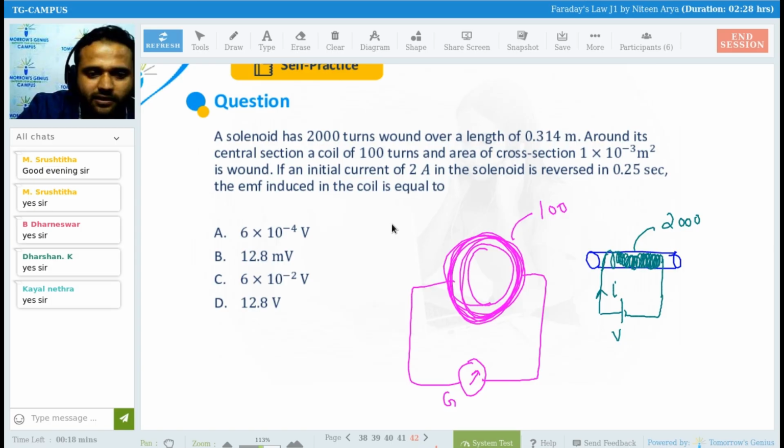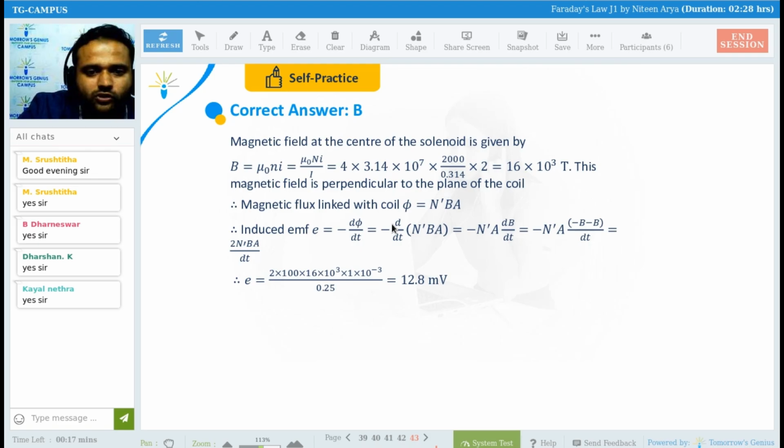Okay, let's see. The answer is B, and how so? Because you are not responding, anyone. So the magnetic field at the center of a solenoid is B, which is mu naught N i, capital N upon length, 4 pi into 10 to the power minus 7, 2000 by this, and 2. So that much is your magnetic field. Magnetic field is perpendicular to the plane of coil, so N B A directly. When it is perpendicular to the plane of coil, theta is 0 degree, so N prime B A. N prime is 100 here.